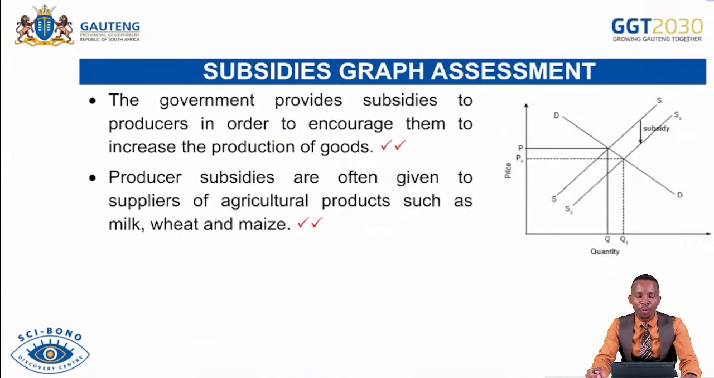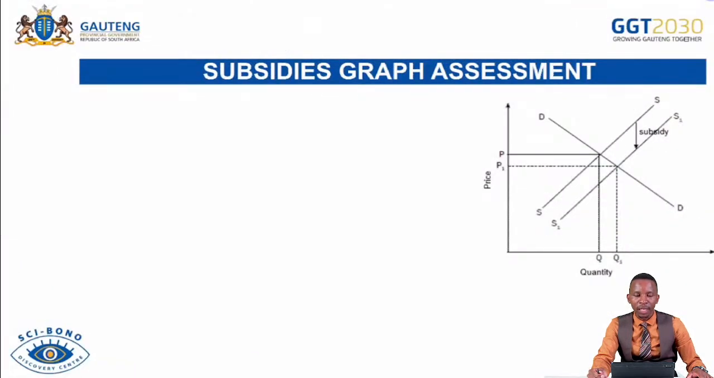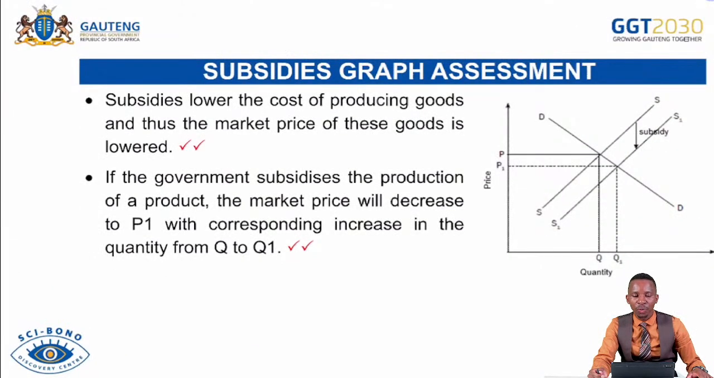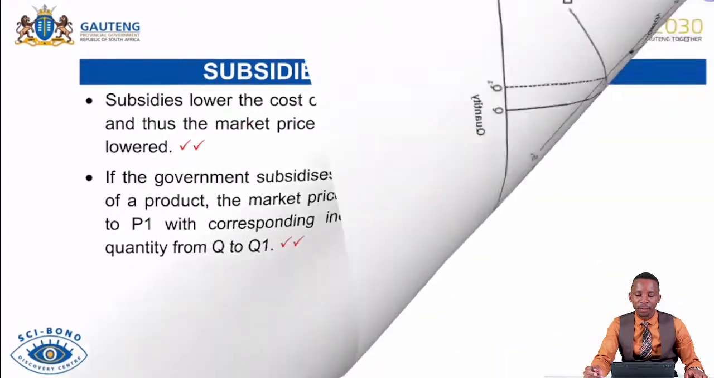The government provides subsidies to producers in order to encourage them to increase the production of goods. And then producer subsidies are often given to suppliers of agricultural products such as milk, wheat, and maize. And then we continue. Subsidies lower the cost of producing goods, and thus the market price of these goods will be lowered, which allows people to afford more. If the government subsidizes the production of a product, the market price will decrease to P1. There is the P1, with a corresponding increase in the quantity from Q to Q1. The quantity will be increasing from Q to Q1 because of the state intervention through the provision of a subsidy.